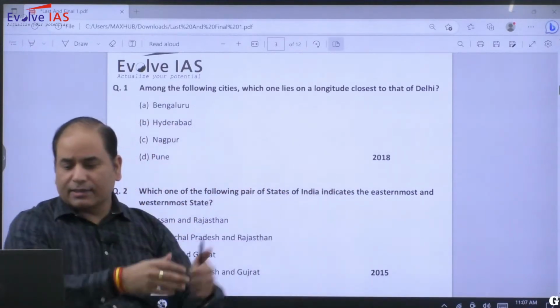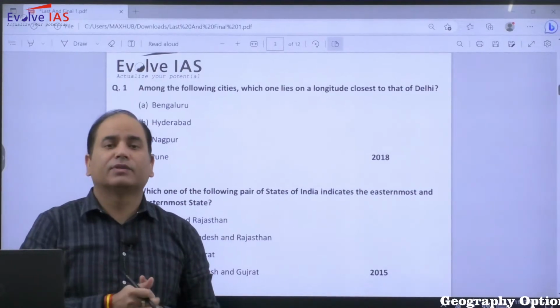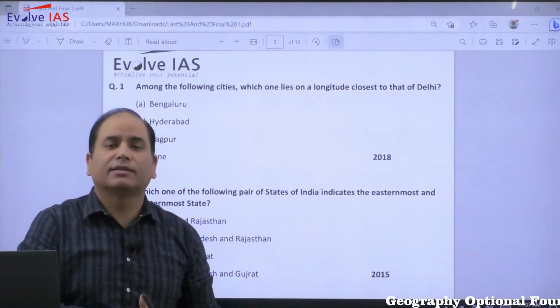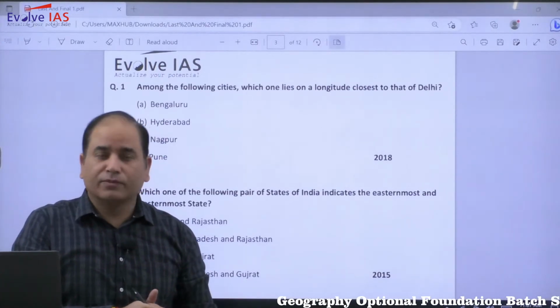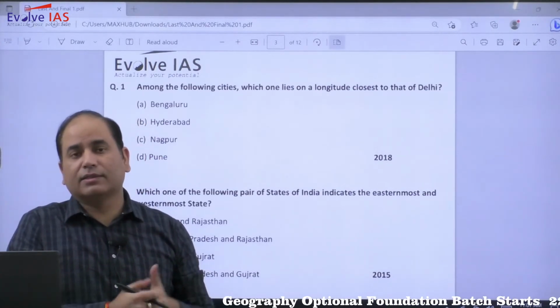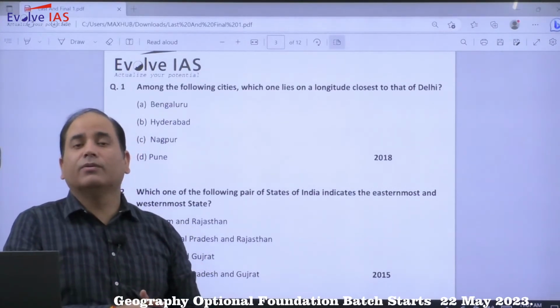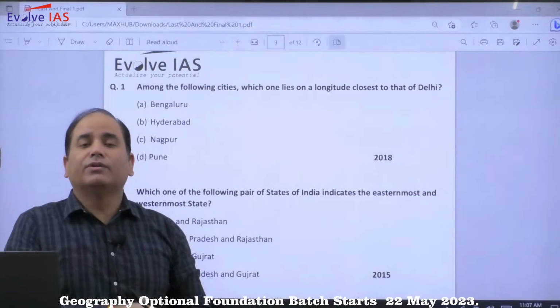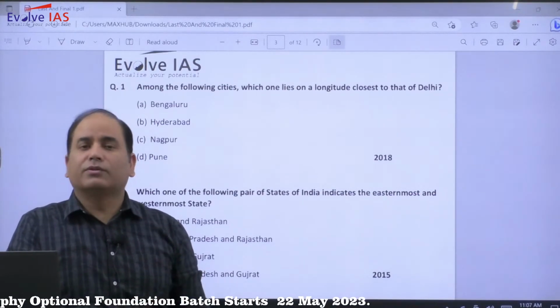As far as atlas is concerned, I am hopeful that you must be having the atlas. Those who are not having the atlas, you should have. You can refer to the Orient BlackSwan. The Orient BlackSwan atlas is suggested, and go for the school atlas. Along with the Orient BlackSwan, you also need to have the Oxford. Both Orient BlackSwan and Oxford are good atlases.